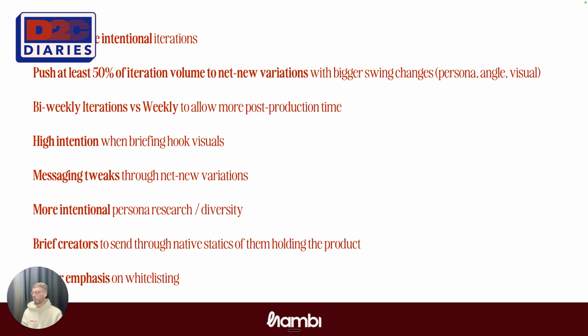So therefore, as a result, if we need to do 100 iterations in the month, we're probably now doing 50 to 60 that are more intentional, because they are going to drive more impact and therefore performance, and putting the rest of the 40% towards net new variations of concepts, because that is where we can be testing persona headline tests, messaging adjustments, a lot more of those more subtle tweaks that previously we might have tested in iterations. Now we need to test them as net news.